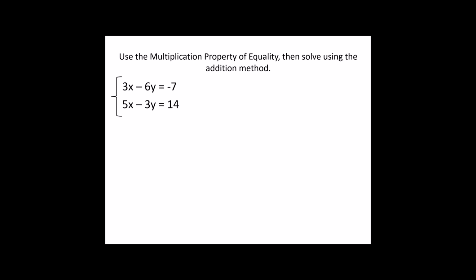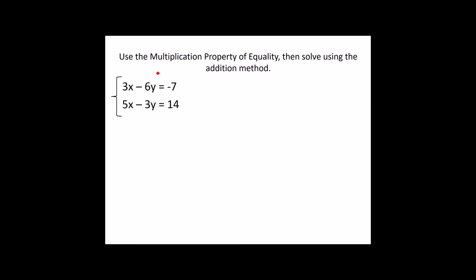Here's another example. Notice that if I add 3x and 5x, it doesn't go away. If I add negative 6 and negative 3, it doesn't go away. But I can, once again, use my property of equality. My goal is to try and make either my x's be opposites of each other or my y's. Do you have any idea what you might do there?